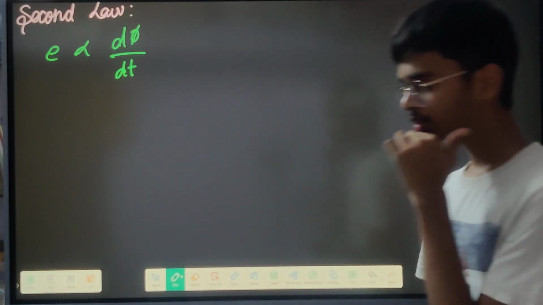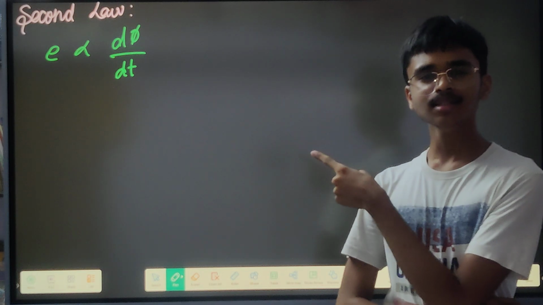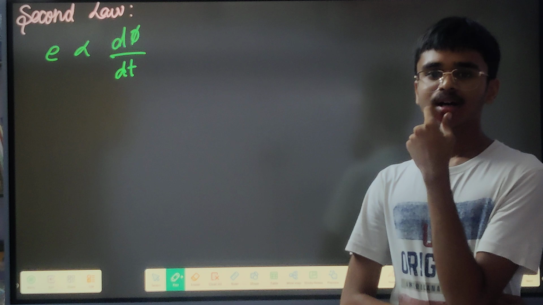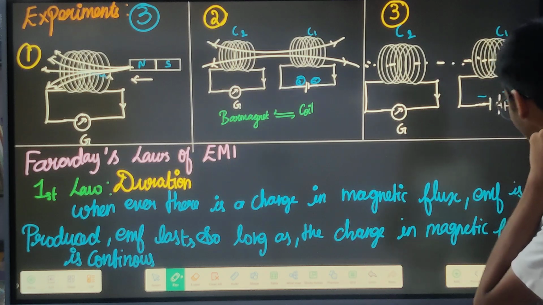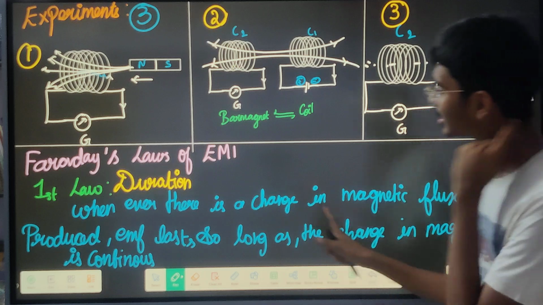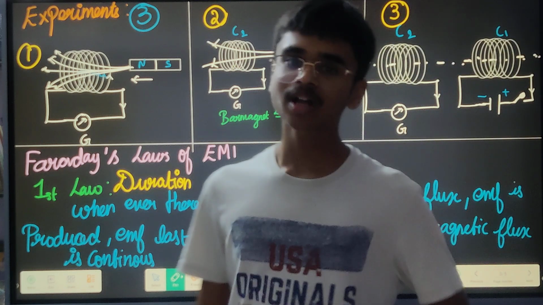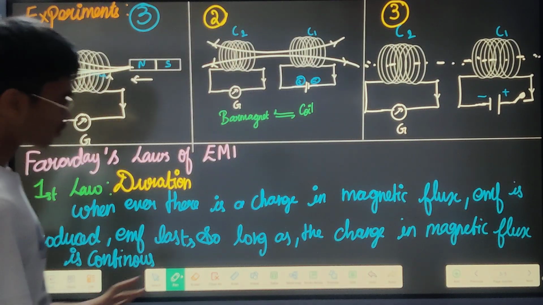Well, you might think, isn't this the thing that was given even in the first law? Well, actually it is saying that EMF will be produced as long as there is change in the magnetic flux.